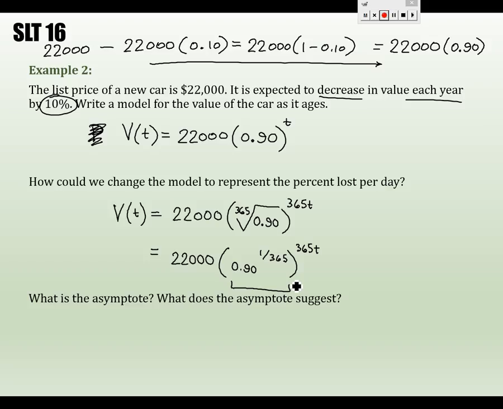Now, just to be nice, I think that's maybe not how you might like to write it. You might prefer to write it this way. Let's actually take 0.9 to the 1/365th, or on your calculator, you can do the 365th root. So I get the same number out here, times 0.99971 to the 365t. How do you like that? Does that look good to you?